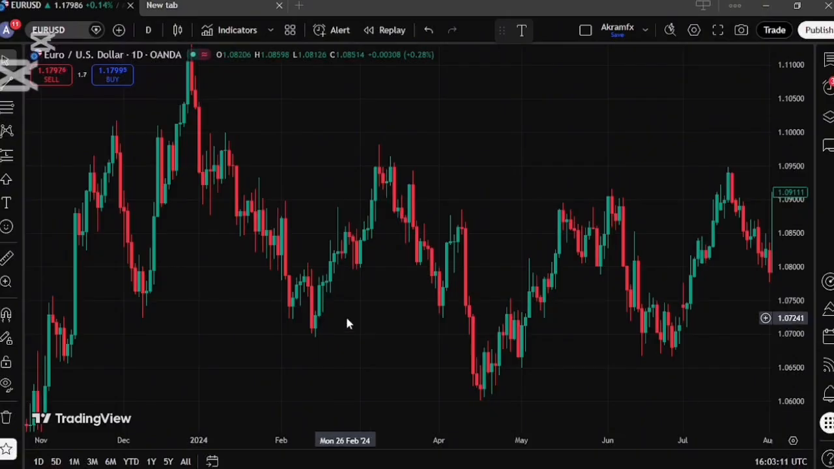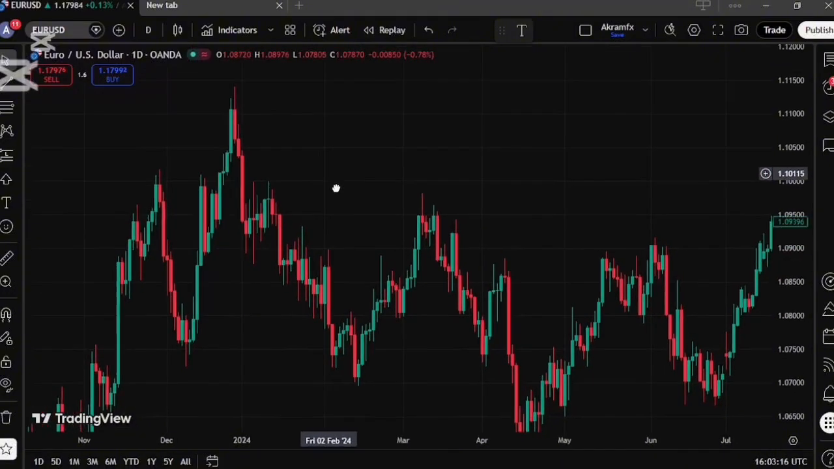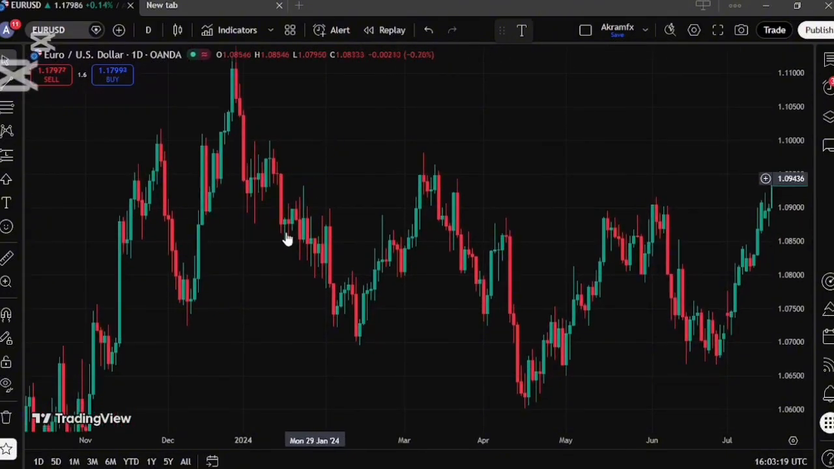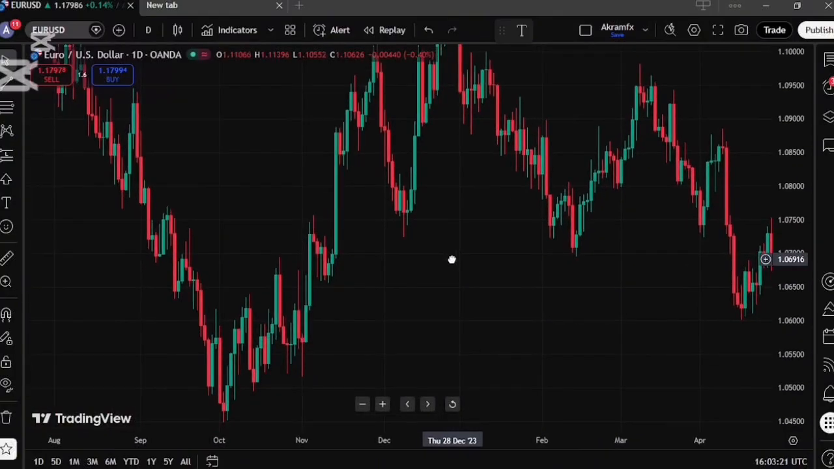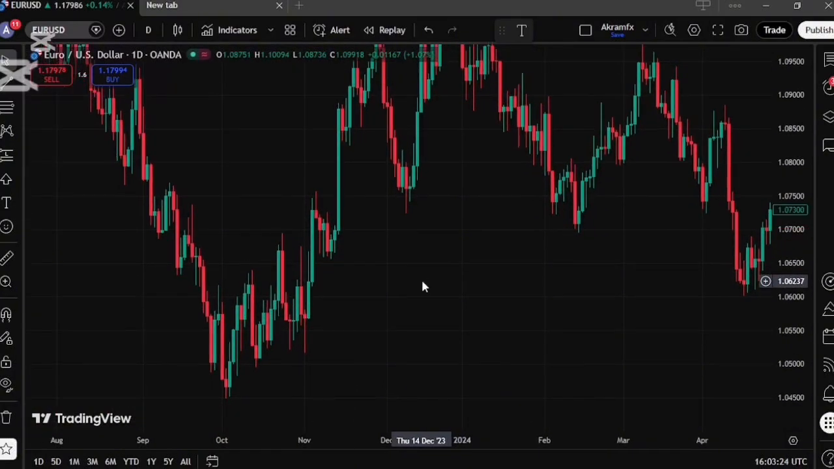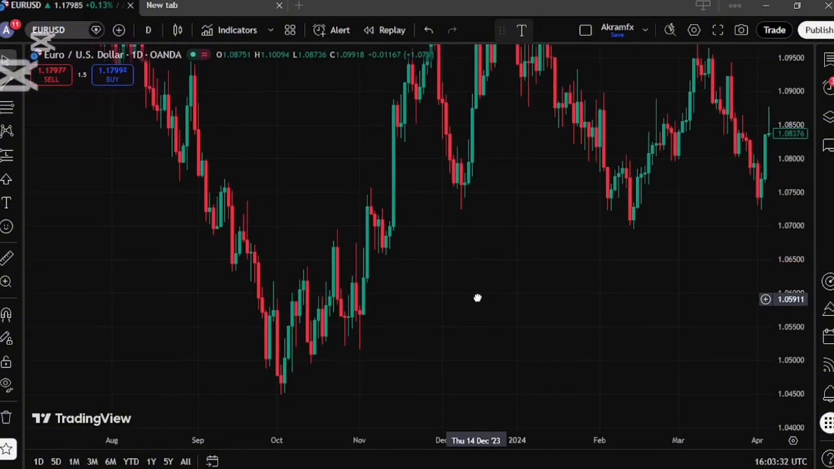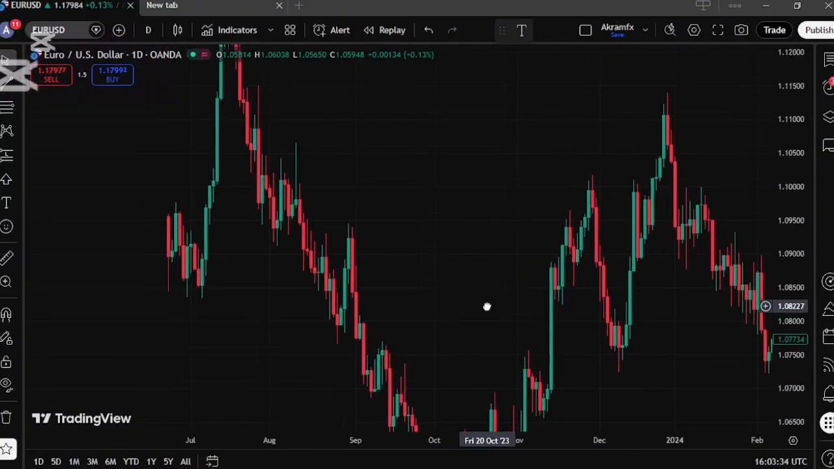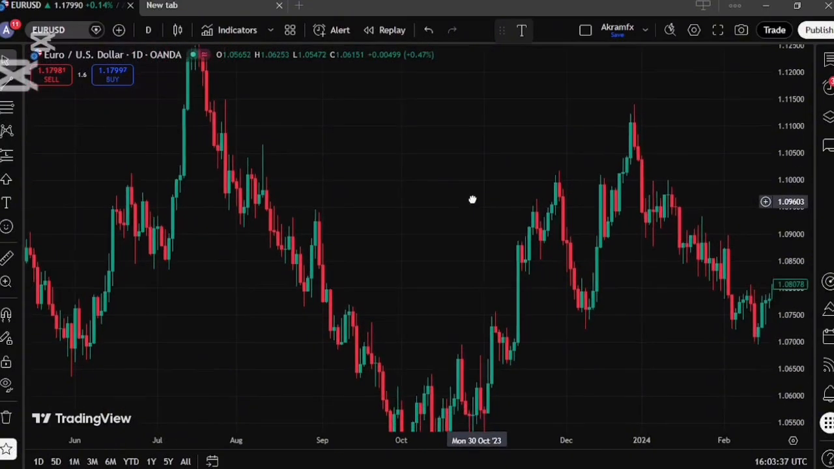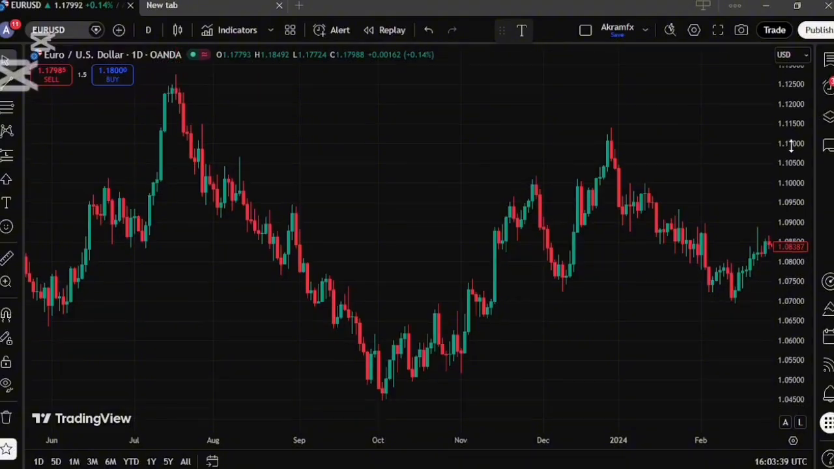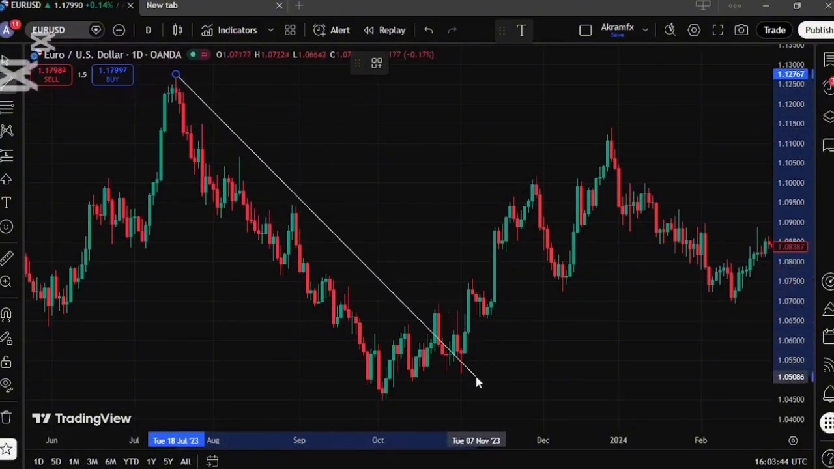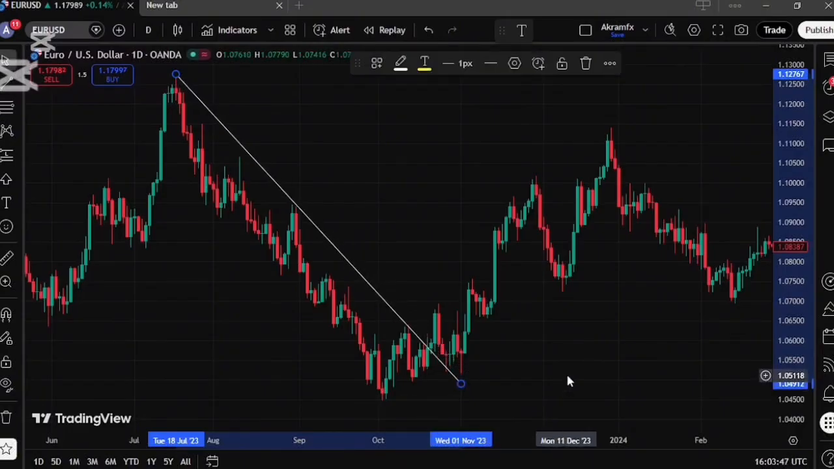So this one shows indecision between the buyers and the sellers, and whenever they form during a downtrend, there's a possible reversal to the uptrend. So basically, guys, starting with the spinning top, we can see that we had a strong move downwards, which means it was a downtrend.